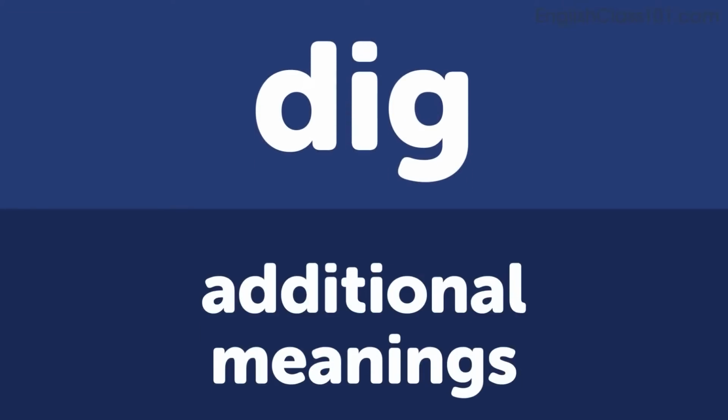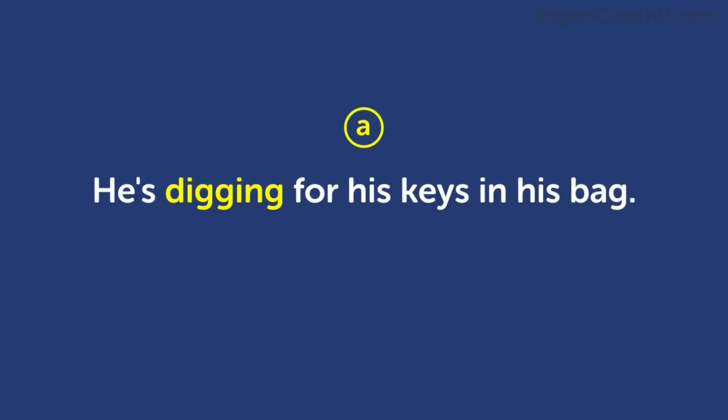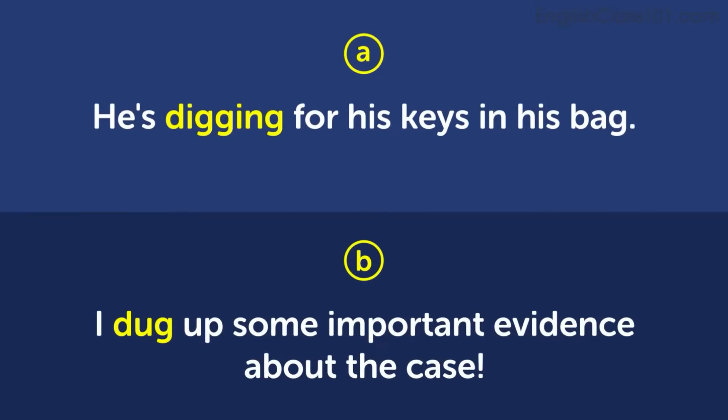Now let's take a look at some additional meanings for this verb. The first additional meaning is to search for something hidden. This can be objects or information. Examples. He's digging for his keys in his bag. I dug up some important evidence about the case.